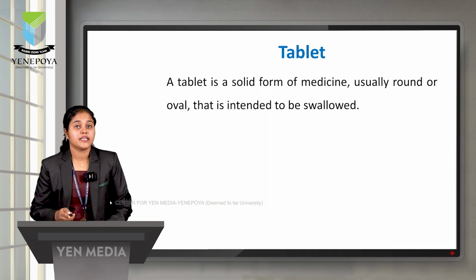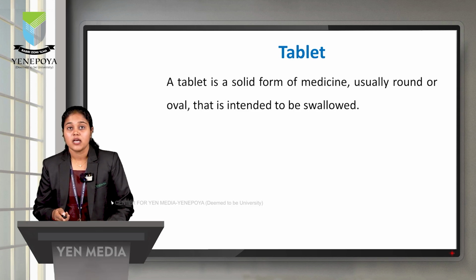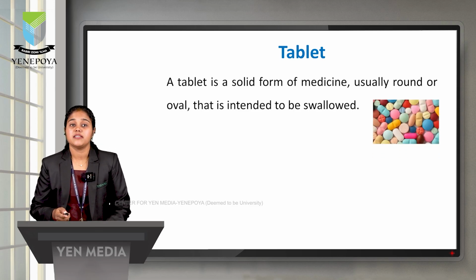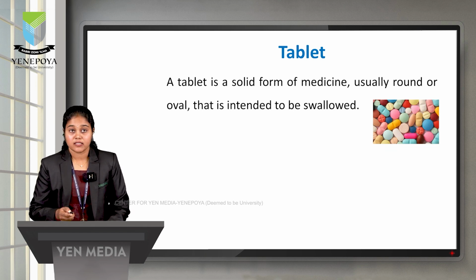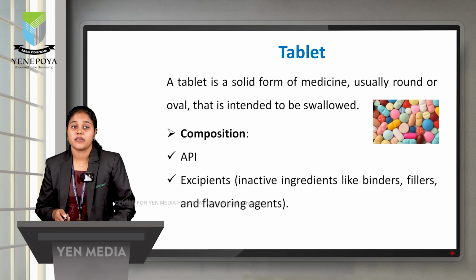Now, as the name indicates, it is a tablet. We know it is a solid dosage form, or rather an example of a solid dosage form. A tablet is a solid form of medicine, usually round or oval, that is intended to be swallowed. So, what are the components? The composition will be the API and excipients. Now, you know what the API is: the active pharmaceutical ingredient responsible for the pharmacological action. Excipients are inactive ingredients like binders, fillers, or flavoring agents which can be used in a tablet form.